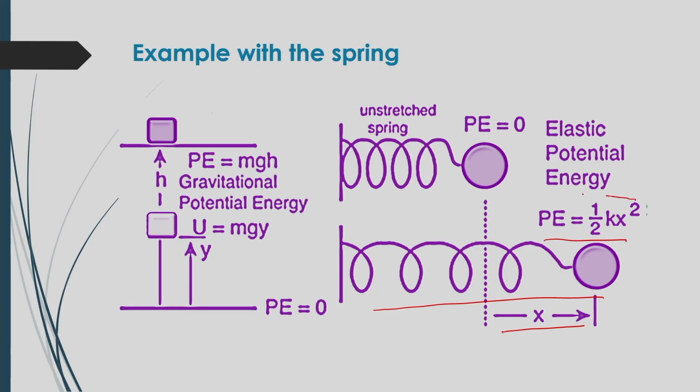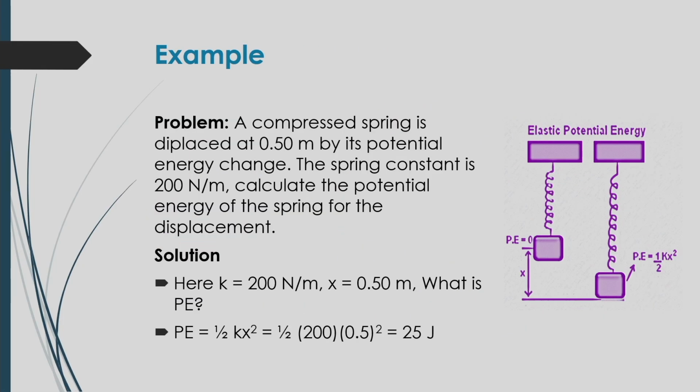The potential energy will be calculated based on this expansion of the spring. It is simply half of k into x square. Here k is a constant, the elastic constant. Based on this you can calculate the potential energy.